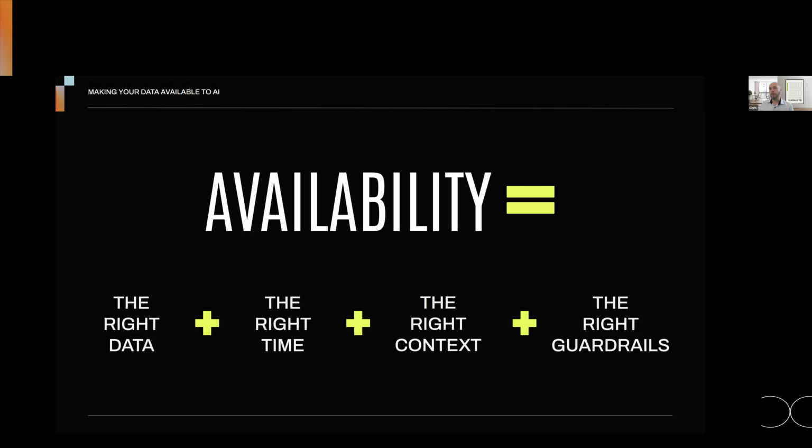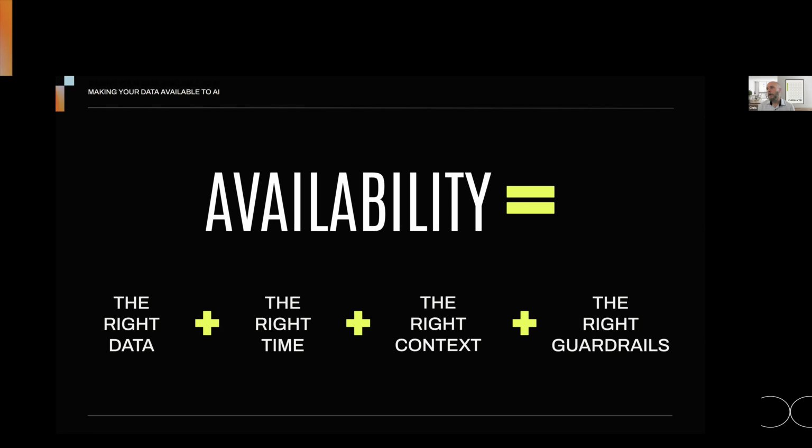The right time, of course, both in terms of its availability to the AI, but also in terms of the freshness of the data. So given your use case, you might need real-time data, or it might be that month-old data is sufficient. And so you certainly have to understand that and make sure that the back end that's serving your data is providing it within the right window.